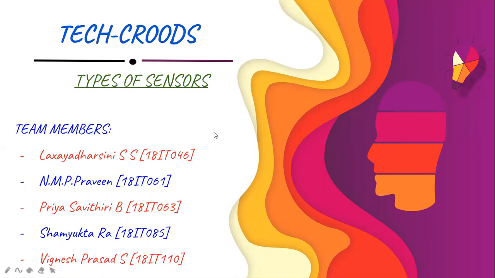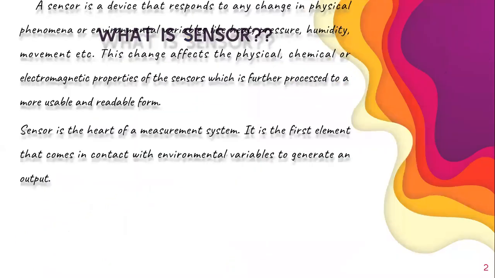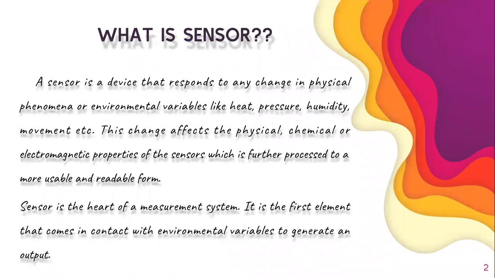Let me start with the definition of sensors. There are numerous definitions as to what a sensor is, but I would like to define a sensor as the devices or machines used to detect the presence of any physical object in the environment and send the information about the same to the receiving end. The device is mostly used with other electronic devices. Sensors are the heart of a measurement system.